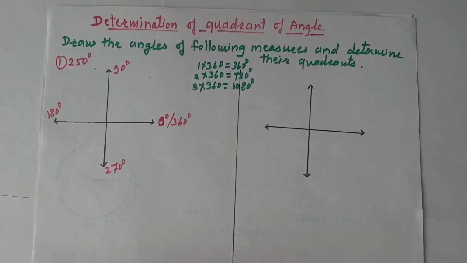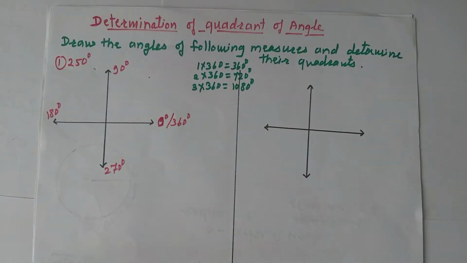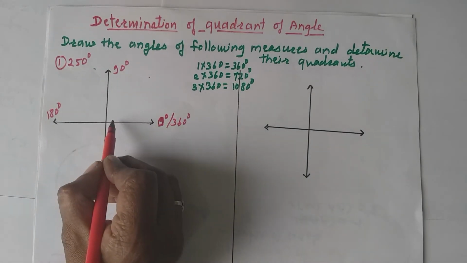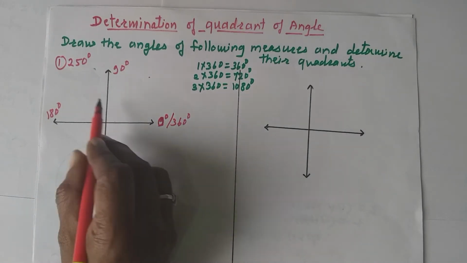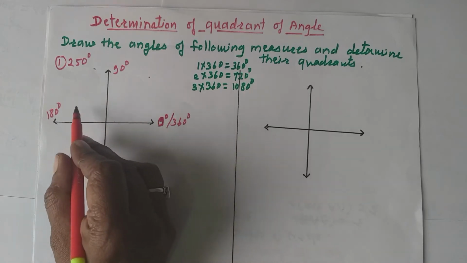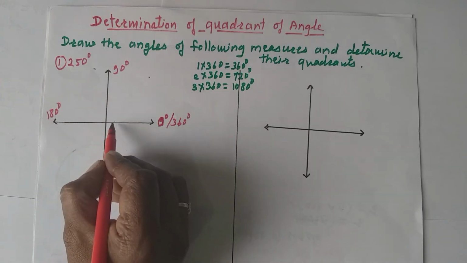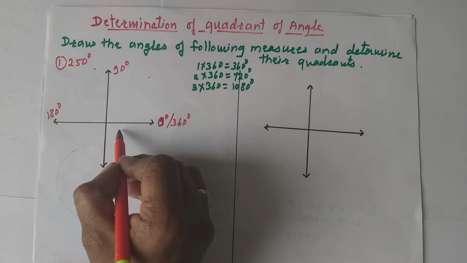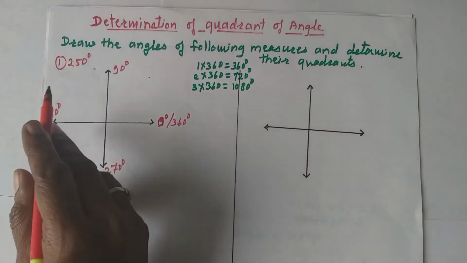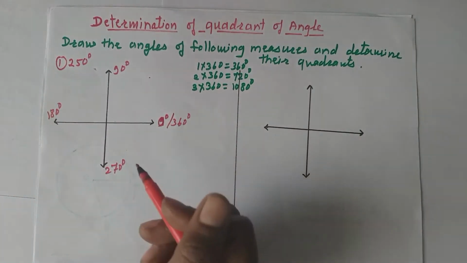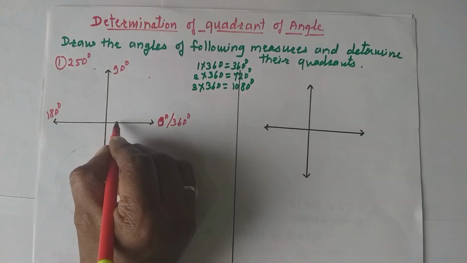Okay, now let's see the first problem. Here the angle given is 250 degrees and we have to determine the quadrant in which it lies. Let's start rotating from 0 degree. If the angle is positive we have to rotate in the anti-clockwise direction, and if the angle is negative we have to rotate in the clockwise direction. Here 250 degrees is positive, so we will rotate in the anti-clockwise direction.